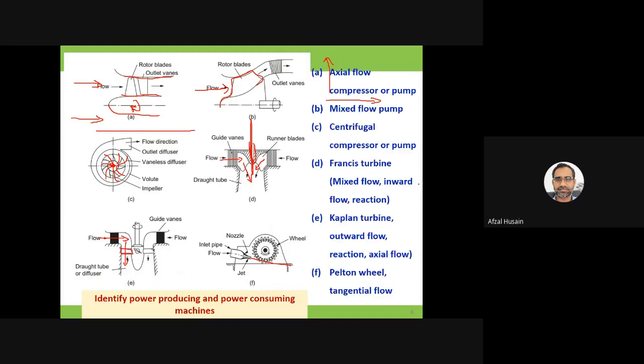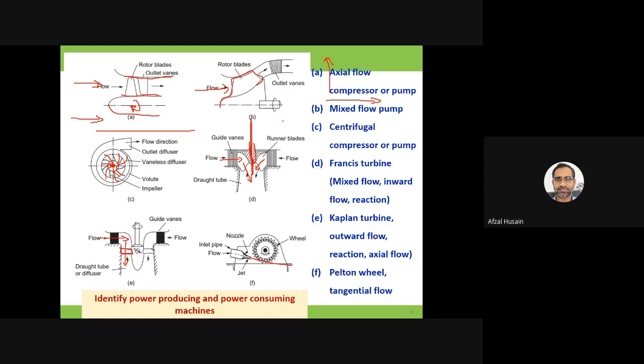Right. So in the A part, when the fluid is striking the blade axially and leaving axially, we call it an axial flow machine. In the B part, when the fluid is striking the blade and leaving the blade, it is not purely axial or radial. So it's a mix between axial and radial. So we call this a mixed flow machine.